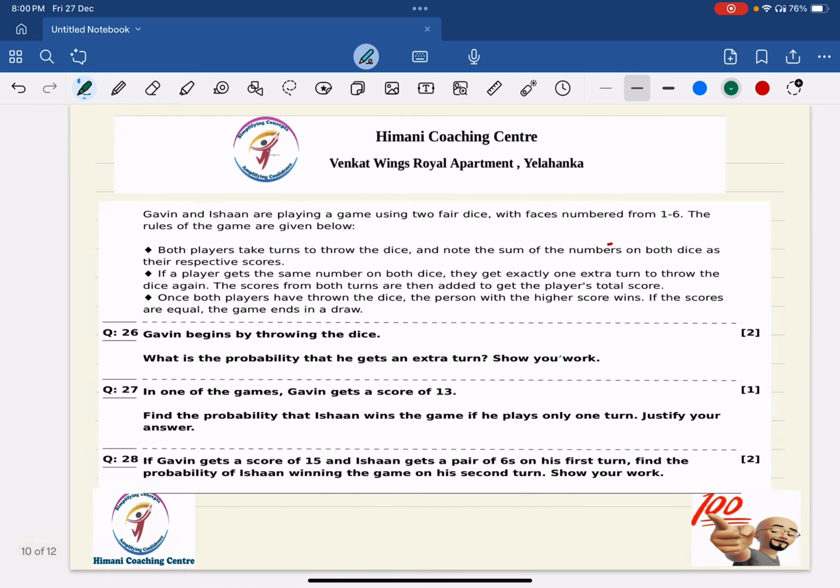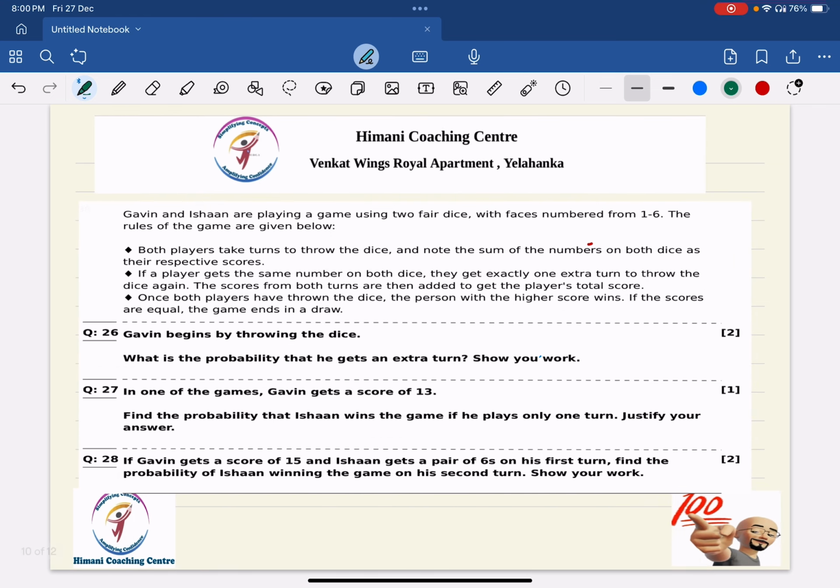Okay, students. Now let us move to the next question. Here we are given Gavin and Ishan are playing a game using two fair dice with faces numbered from 1 to 6. The rules of the game are given below. Both the players take turns to throw the dice. Note the sum of numbers on both the dice as their respective scores. So let us say Gavin throws and he gets 2, 3. So his score would be 5. That is what they mean.